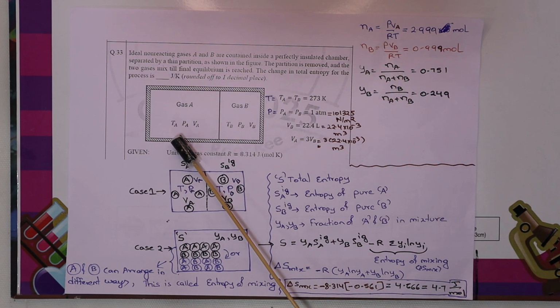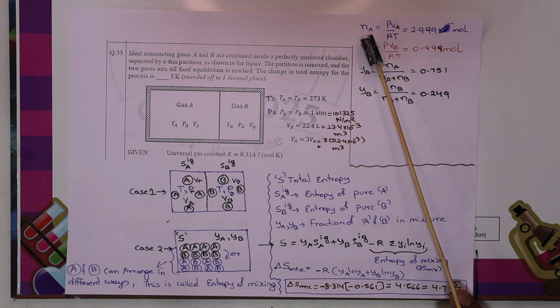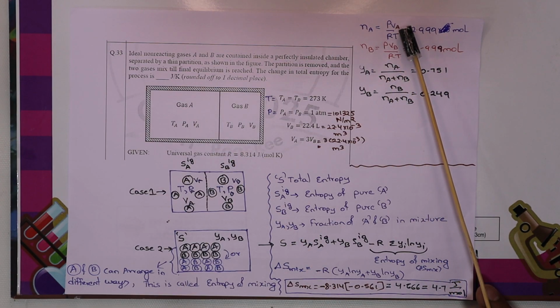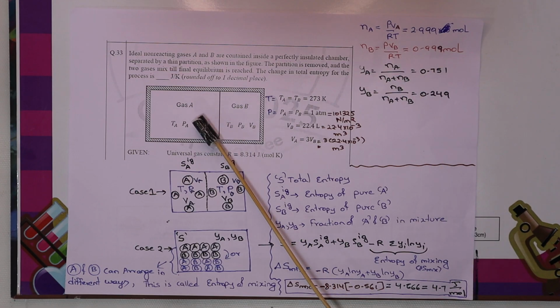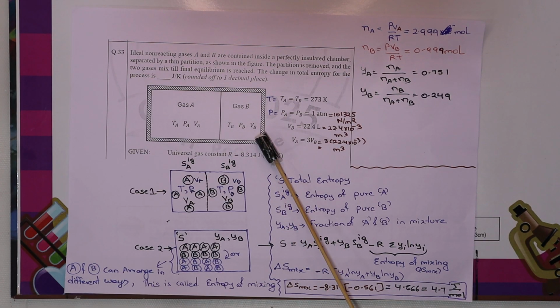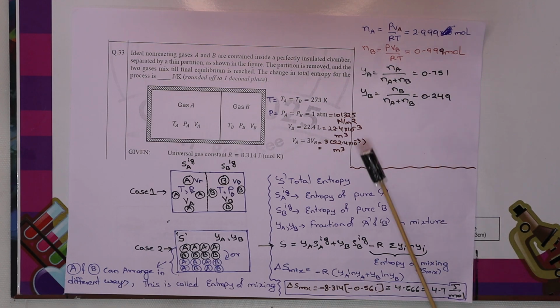Given the temperature, pressure and volume of gas A as Ta, Pa, Va, the moles of A in this mixture, Na, is pressure into volume of A divided by R into T, that means in this container. If you put in all the numbers which are given, you find 2.999 moles of A present here. The moles of B is given with its temperature, pressure and volume information. Then moles of B is nothing but P Vb divided by R into T.